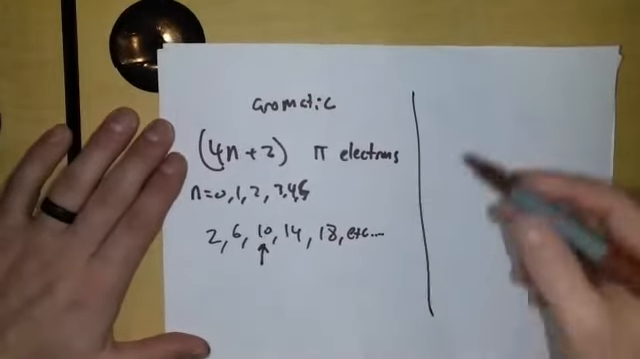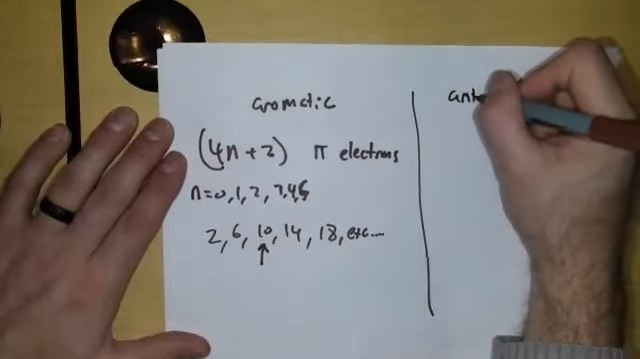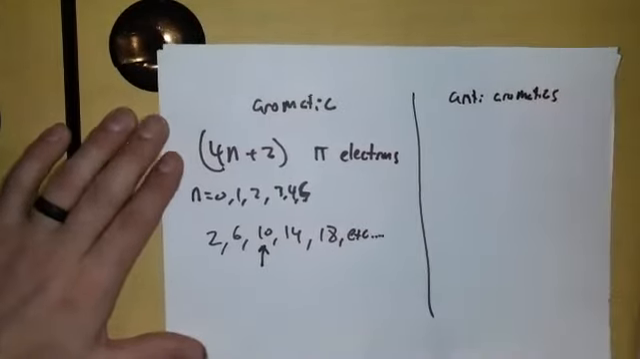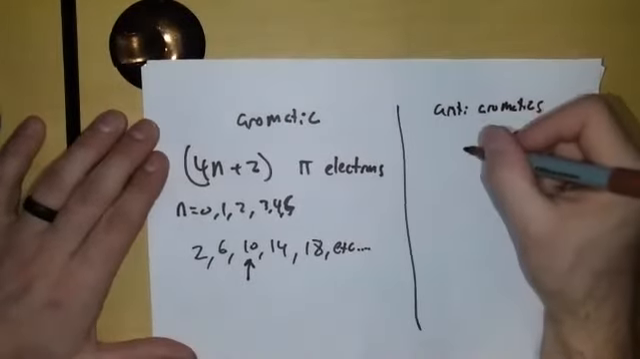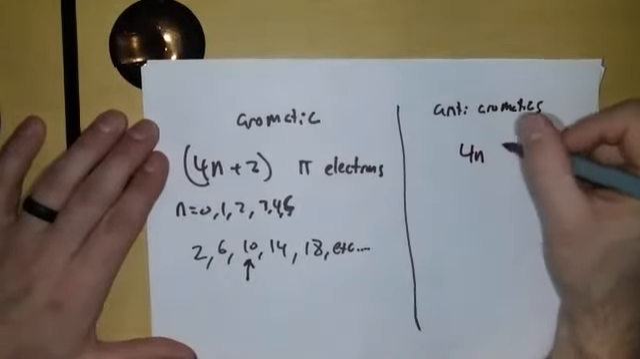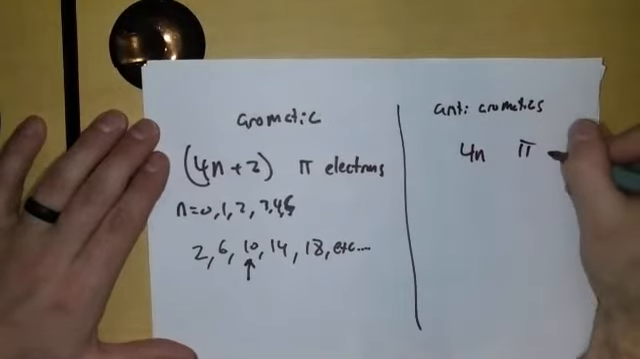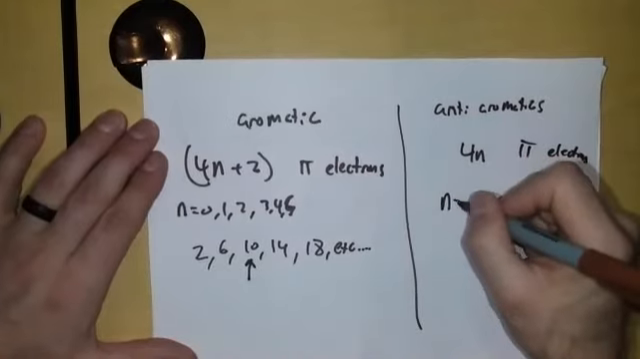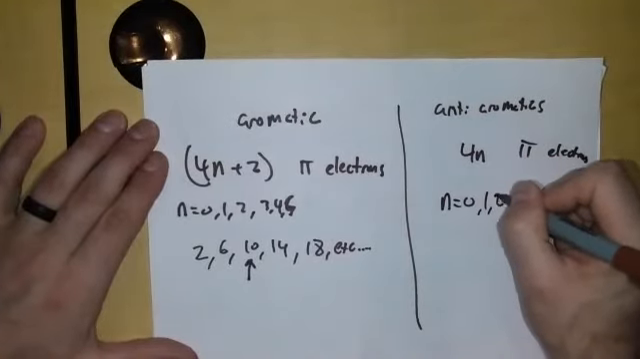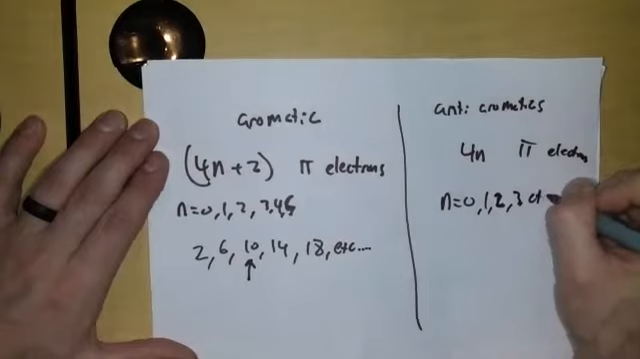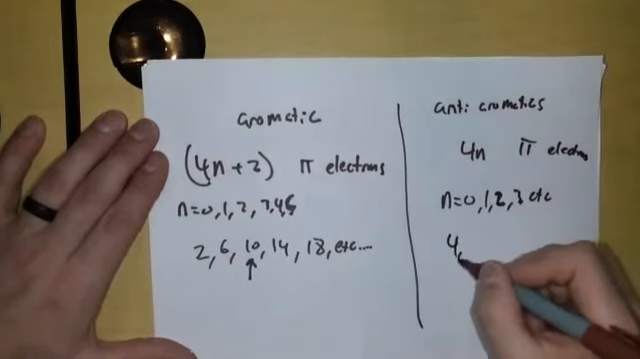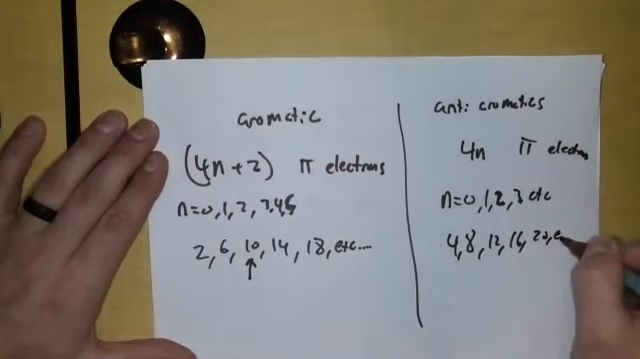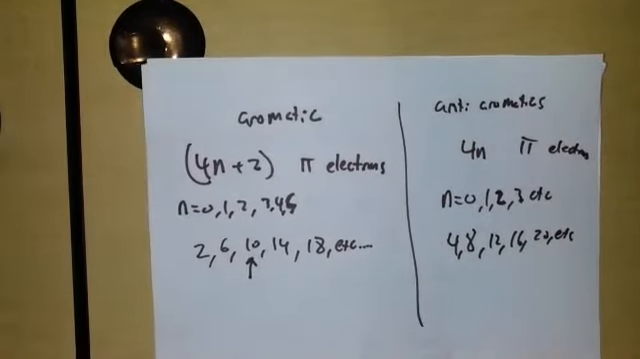versus our anti-aromatics, which are going to follow just a 4n rule. You're always going to have an even number of pi electrons because they're always paired. So this would be anything with 4, 8, 12, 16, 20, etc. pi electrons.